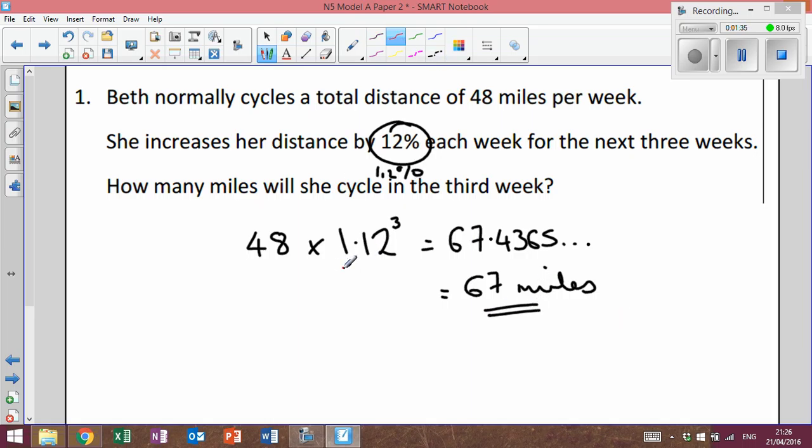Okay, let's look at marking. You get 1 mark for 1.12 regardless of the power. You get 1 mark for the power being correct, and then 1 mark for your answer, probably regardless of what you round it to because it's not being specific about that.